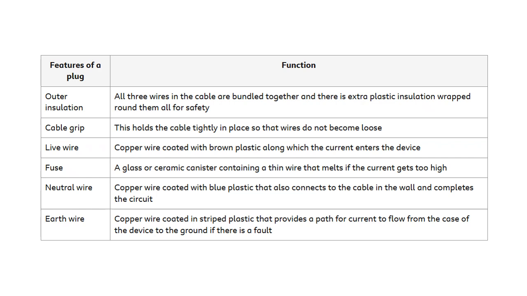Neutral wire: copper wire coated with blue plastic that also connects to the cable and completes the circuit. The earth wire: the copper wire coated in striped plastic that provides a path for the current to flow from the case of the device to the ground if there is a fault.